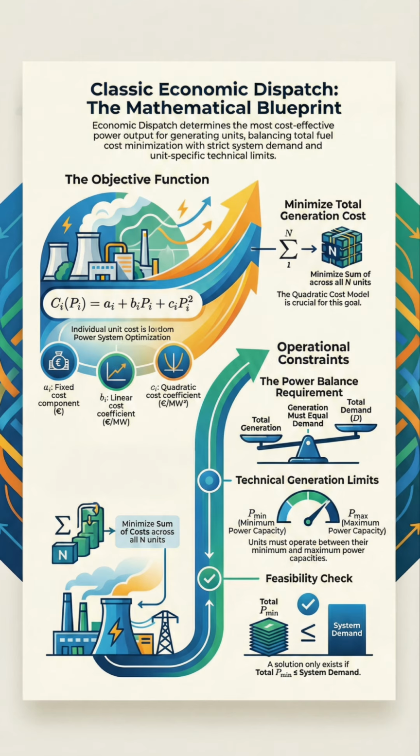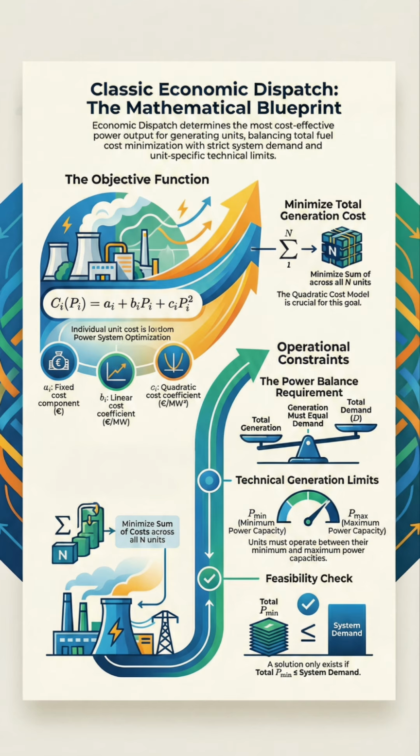Okay, so first up, we have the objective function. Think of this as the main goal, right? To minimize the total cost of generation. It uses what's called a quadratic cost function, which basically means the harder you push any single generator, the more and more expensive it gets to run. But of course, you can't just run the cheapest generator flat out.